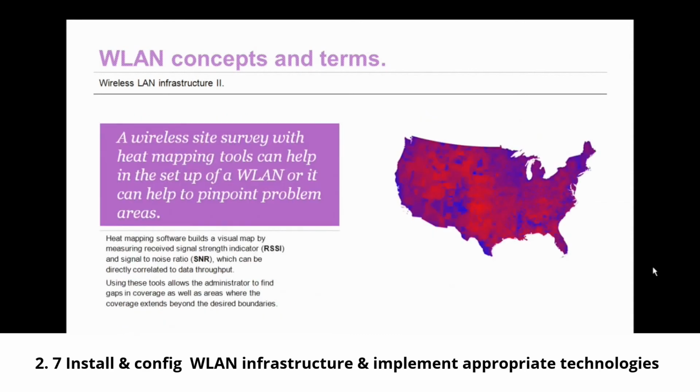A wireless site survey with heat mapping tools can help in the setup of a high-quality wireless local area network, or it can help you to pinpoint problem areas within your network. The heat mapping software builds a visual map by measuring the received signal strength indicator, or RSSI, and the signal-to-noise ratio, or SNR, which can be directly correlated to data throughput. Using these tools allows the administrator to find gaps in coverage as well as areas where the coverage extends beyond the desired boundaries, helping to create a more efficient and secure network.